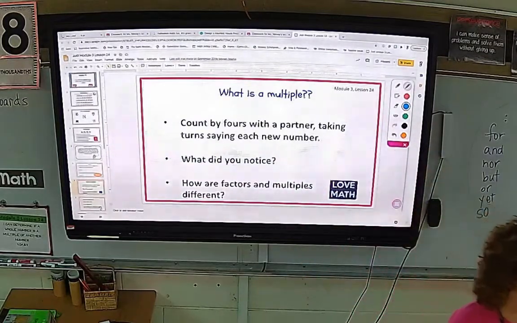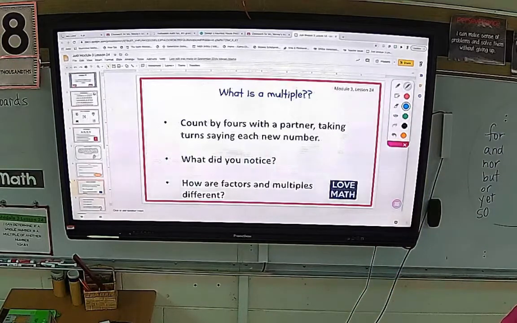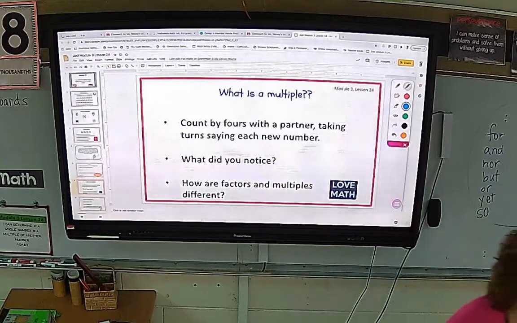So if Gage was working with me and I said 4, then he would say the next number. Counting by 4s, what would be the next number? 8. And then I would say the next number, which would be 12. And then we would go back and forth until I asked you to stop. So your numbers might get kind of large. You may count on for a little while.